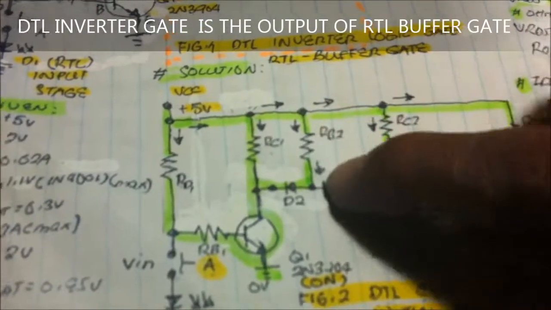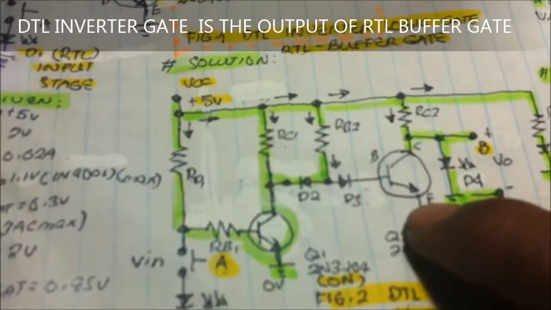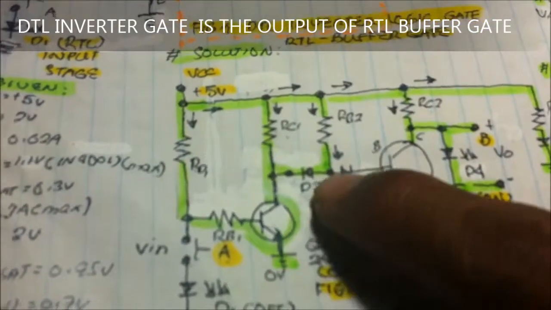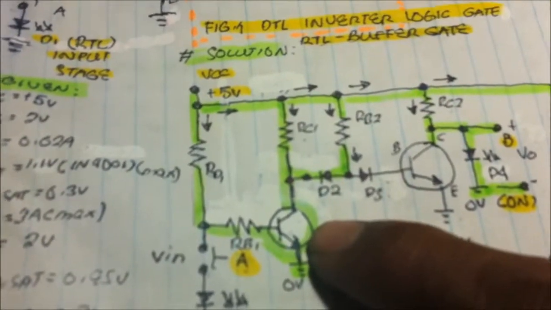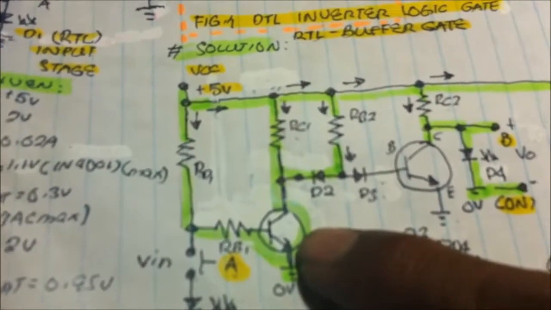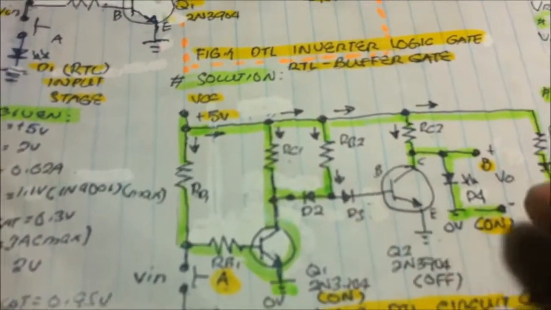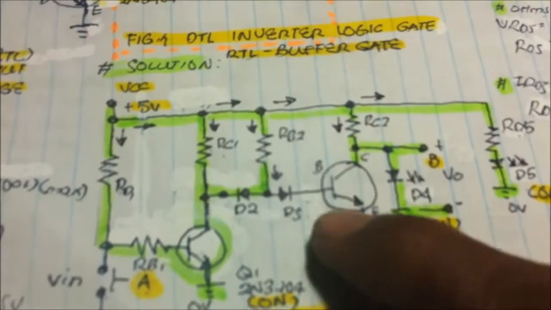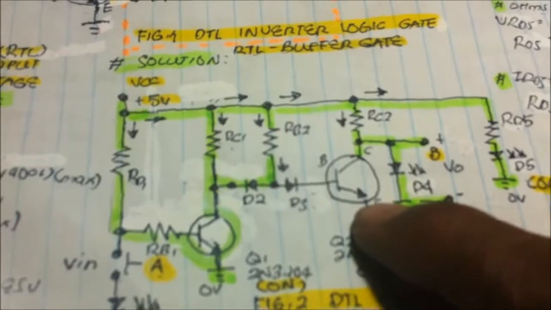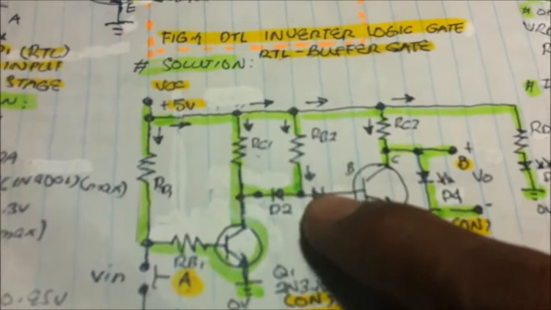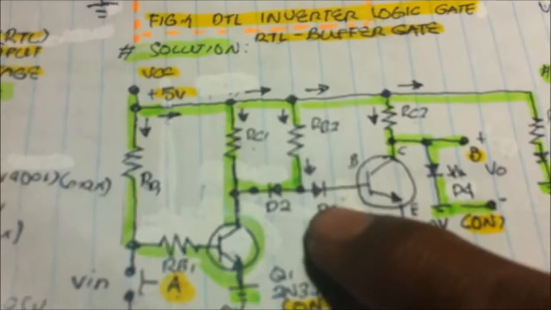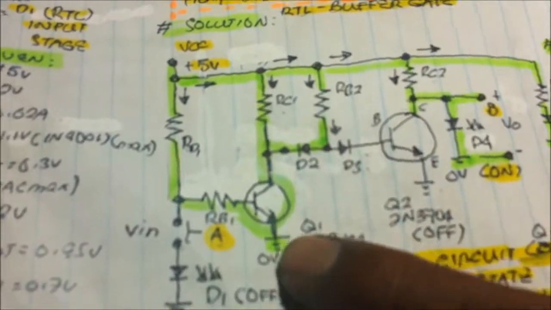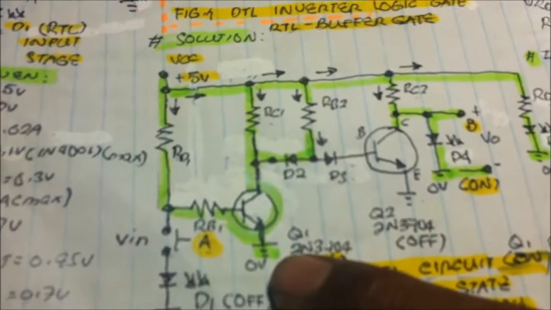Current will not flow here because this portion, this part, has a lesser resistance. And the collector to emitter saturation of this transistor is 0.3 volts. While here, to turn on this transistor, it should be 0.7 volts in the case of a silicon transistor, plus the voltage drop across this diode, 1N4001. So the current chooses to flow in this direction to the ground.